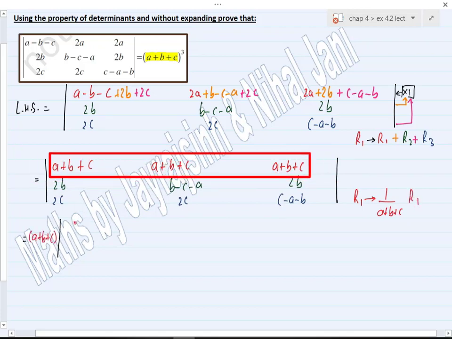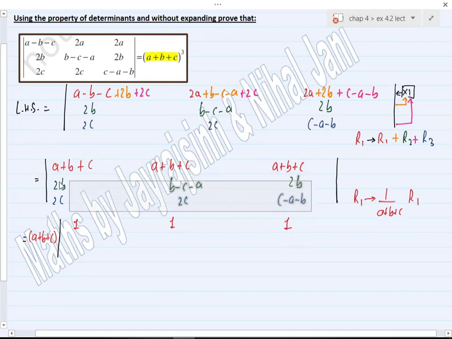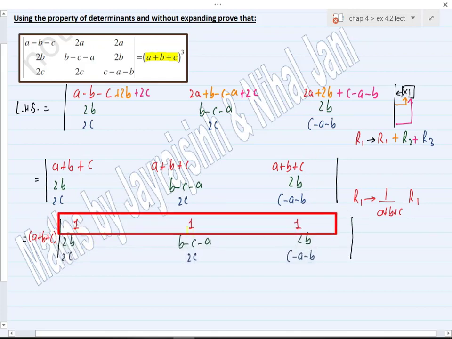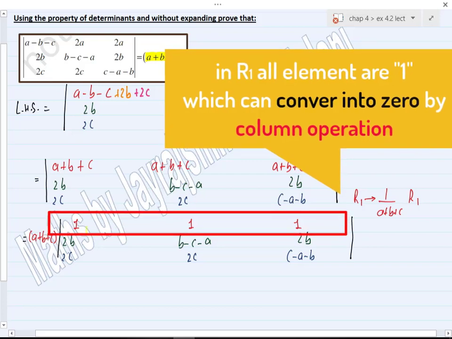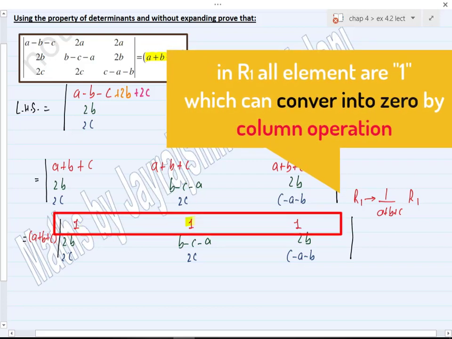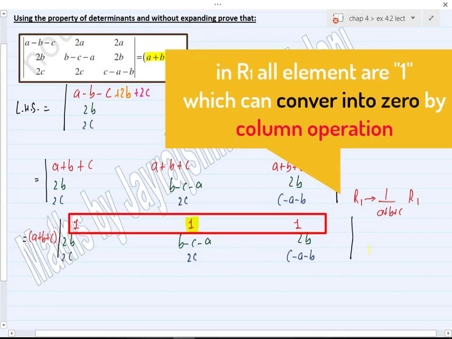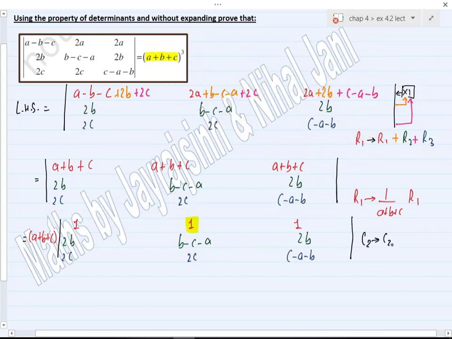So your first row will be 1, 1 and 1, and the rest of the two rows will remain as it is again. So here we get 1 in the first row. So let's use a11 to get 0 at a12 by taking the operation c2 gives c2 minus c1. That means we have to multiply minus 1 with the first column and add into the second column. So 1 minus 1s are minus 1, 2b minus 1s are minus 2b, and 2c minus 1s are minus 2c.